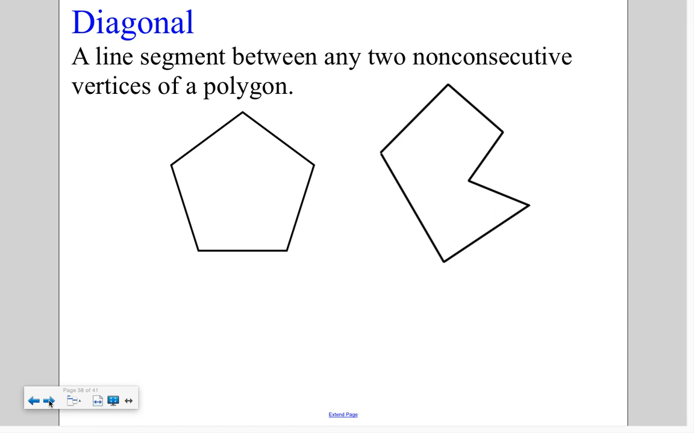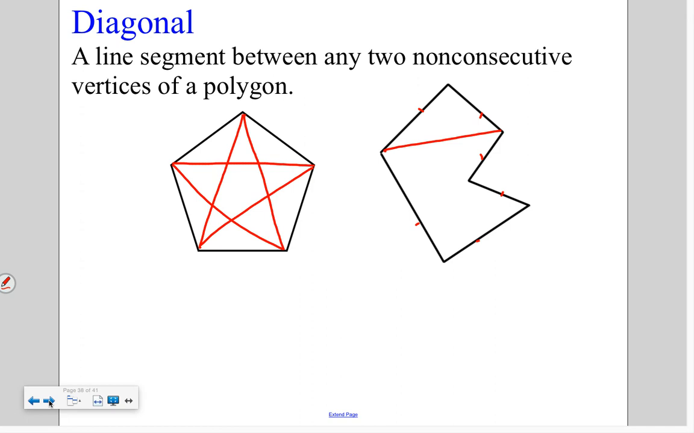Okay, a diagonal, a line segment between any two non-consecutive vertices of a polygon. So if I want to draw the diagonals, a diagonal is not going to go from one vertex to the one next to it, adjacent to it, okay? But I can draw, there's two diagonals, 3, 4, 5. That was a pentagon and there were 5 diagonals. Well, let's see, this is a 1, 2, 3, 4, 5, 6. This is a hexagon. Let's see how many diagonals there are here.